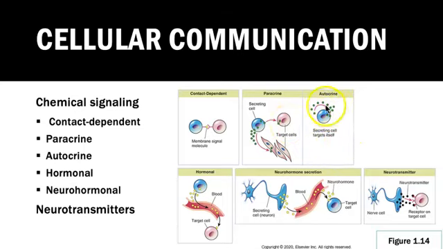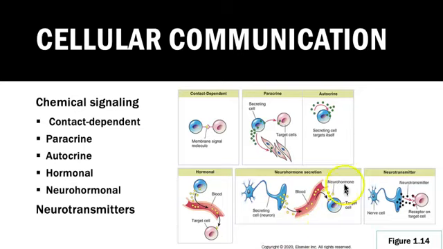Then we have autocrine. Remember that auto means self, so autocrine signaling means that we are secreting a substance and it is acting back on itself. And actually, this autocrine signaling is used a lot by cancer cells so that they can stimulate their own survival and proliferation. Then we have hormonal signaling, and this involves an endocrine cell that is going to secrete chemicals called hormones that are put into our bloodstream so that it could travel to a farther target cell and trigger a certain response.